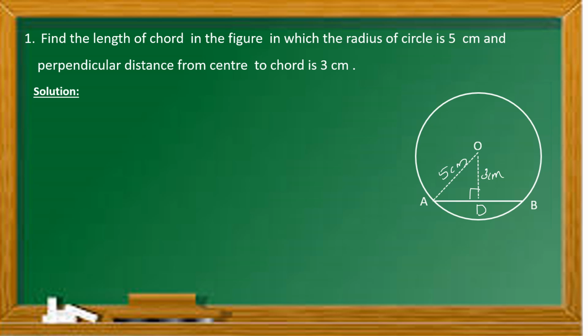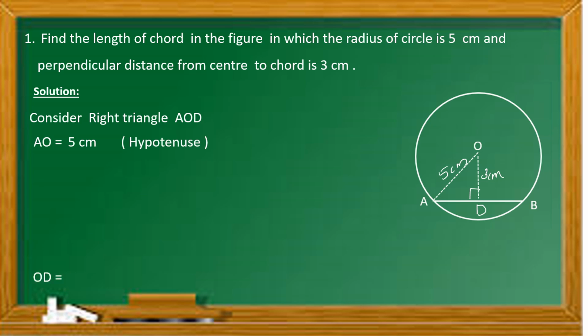Yes, we are considering the triangle, the right triangle AOD. And write each of the things. AO equal to 5 cm, which is the hypotenuse, isn't it? So what about the next one? Yes, OD equal to 3 cm, which is the height. You can take it as base also, but here we are taking it as height. So, we don't know AD, correct? And that is the base. Now, how will you find AD?